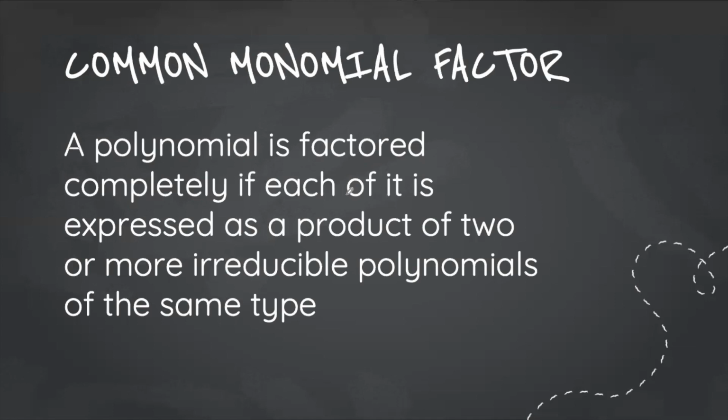How do we know if a polynomial is already factored completely? A polynomial is factored completely if it is expressed as a product of two or more irreducible polynomials of the same type.